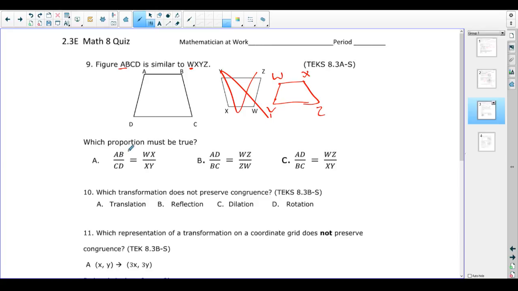So let's see, AB, top side, WX, top side. Okay, good so far. AB on the top was CD, both on the left shape. That works. Does CD correspond to XY? No, XY is, did I mess this up? I did mess this up. Oh my goodness. Hold on. Hopefully you didn't write this down. Sorry. C goes with Y, so this should be Y down here. And then Z over here. Okay, let's try that again.